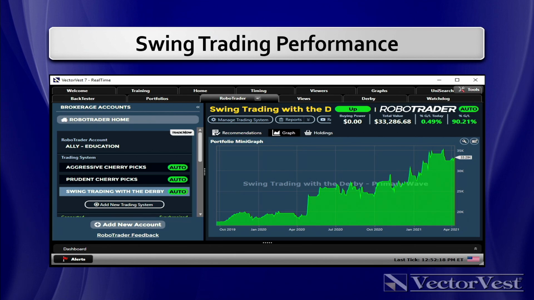This snapshot was taken, you got 90.21% up there in the top right corner. This snapshot was taken earlier in the week. We currently stand at 94.7 or something like that. We'll see here in a minute. So it's gone up another 4% so far this week.